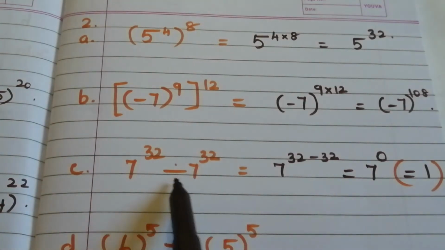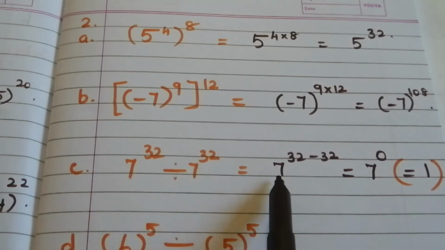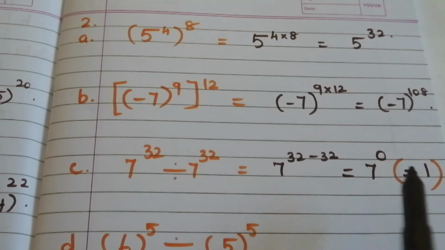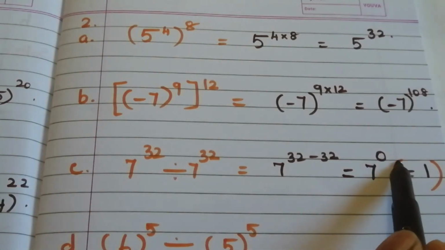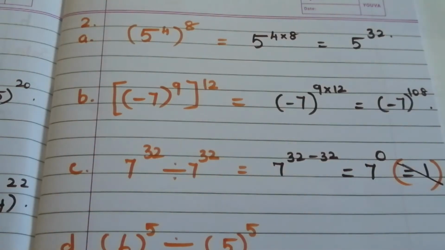And problem C, 7 power 32 divided by 7 power 32. So the operation is division, so we have to subtract the powers. So 7 power 32 minus 32 equal to 7 power 0. No need to write this because you have to write the answer in exponential form.